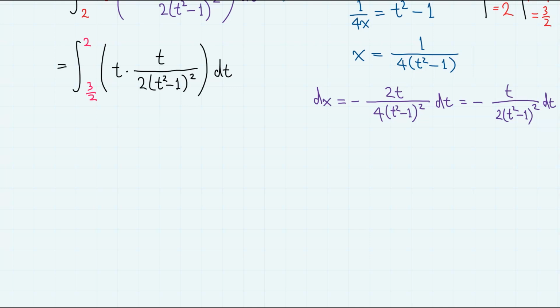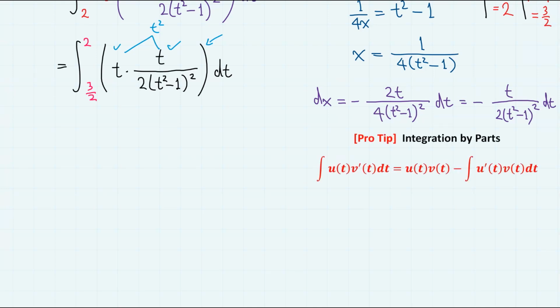Now some of you might ask, why didn't you combine the numerator part to write it as t squared? Well, that's because when integrating this function, we need to split the function anyway. And by splitting, I mean the famous integration by parts. Here, u must be the function that is easy to differentiate. Hence, we let this t as u. This gives u prime equals 1. This means that v prime is equal to t divided by 2t squared minus 1 squared, but v prime must be the function that is easy to integrate.